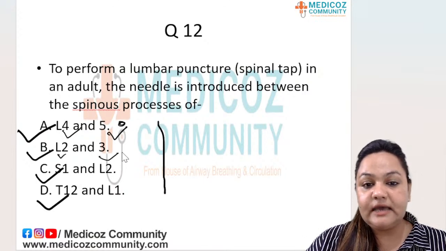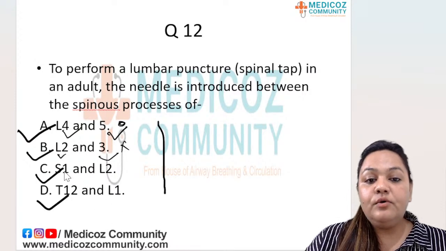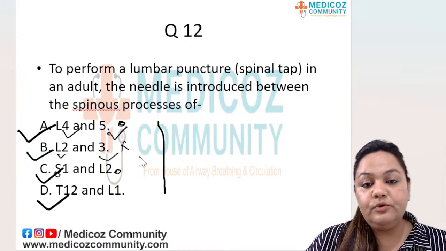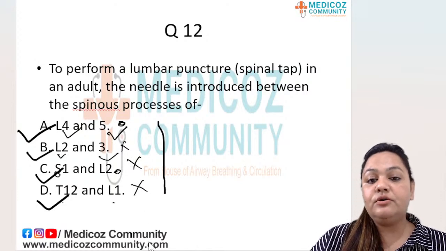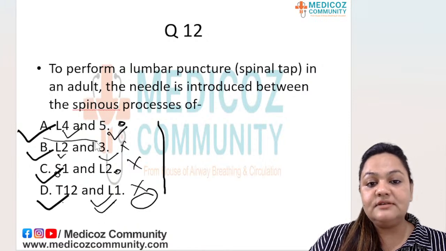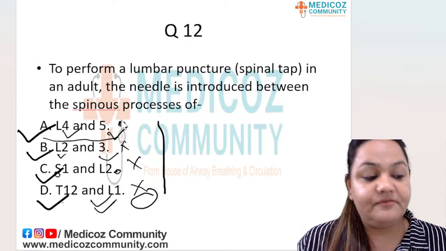L2 and L3 cannot be done because there may be a chance of injury to the conus medullaris. Option C, S1 and L2, no, it cannot be. And T12 and L1 is a much higher level than the lower end of the spinal cord, so we cannot do it at this point. Clear? So the answer is option A, L4 and L5.